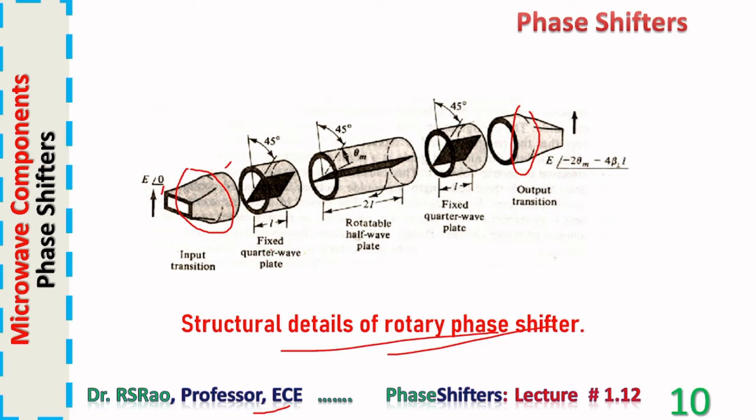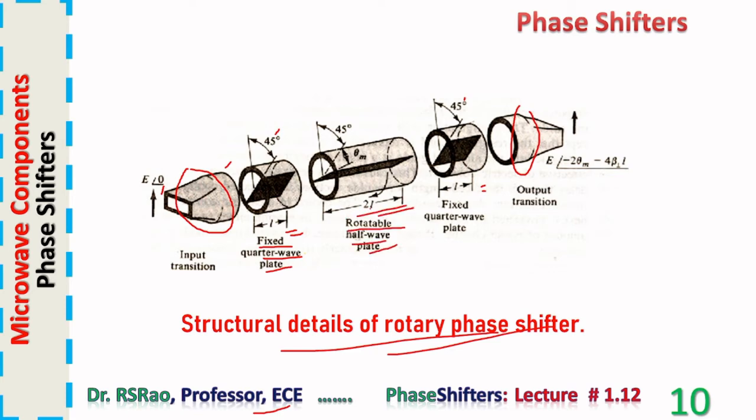Then we have two fixed quarter wave plates, one on the input side, other at the output side. Notice both are oriented in the same way. They are making an angle of 45 degrees with vertical or horizontal. In between the quarter wave plate sections, we have one rotatable half wave plate.